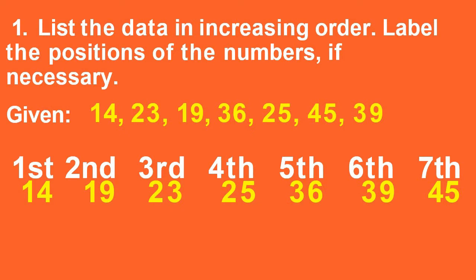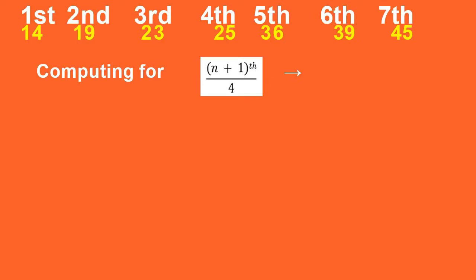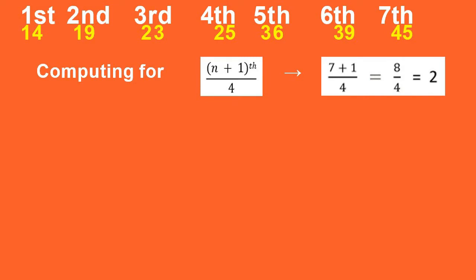The next step is to compute the location of the first quartile by using (n plus 1) all over 4. Again, n is the number of observations. Since we have 7 observations, the value of n is equal to 7. By substitution, that becomes (7 plus 1) all over 4. 7 plus 1 is equal to 8, divided by 4 is equal to 2.